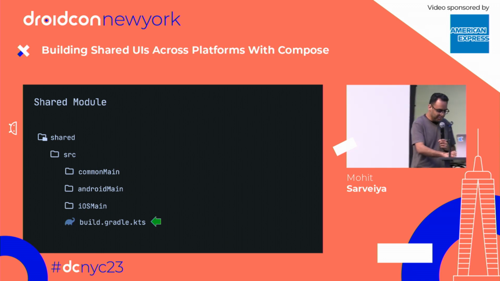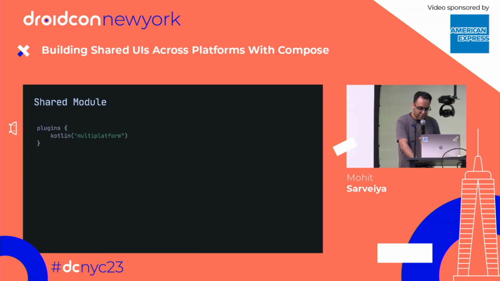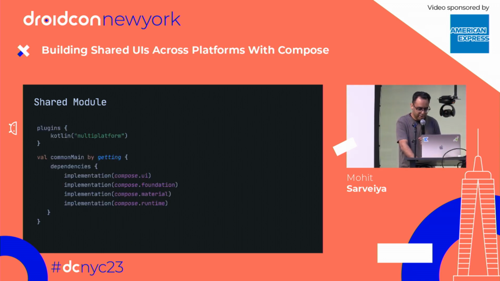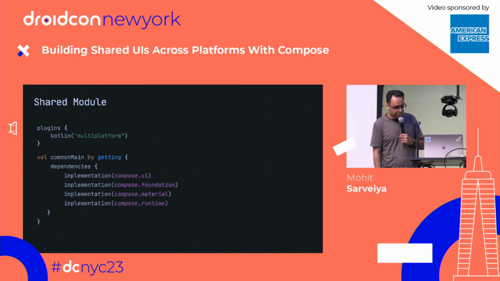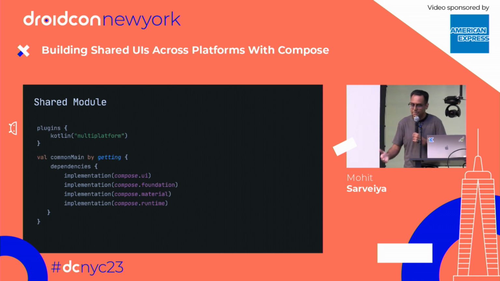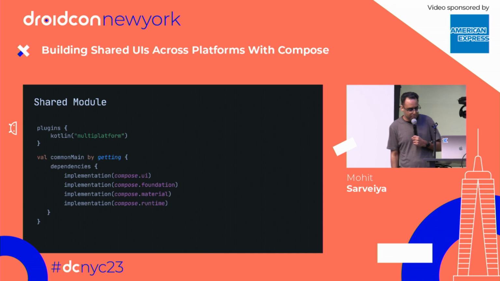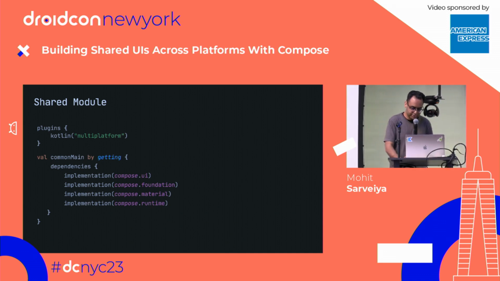In the build script, you're going to add in your plugin like this, and then you're going to add in your common dependencies. The Material theme is supported, Compose Foundations is supported, all the nice things.